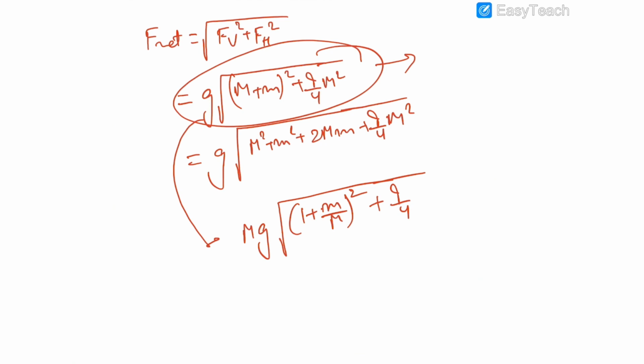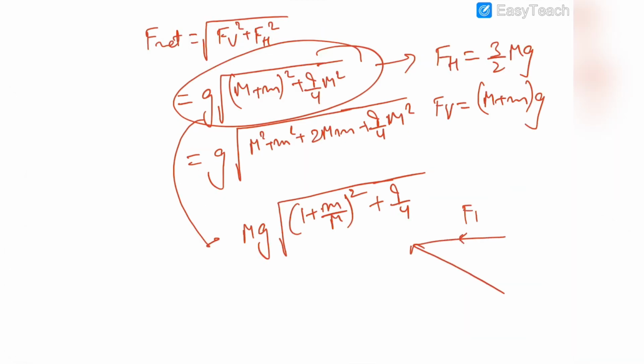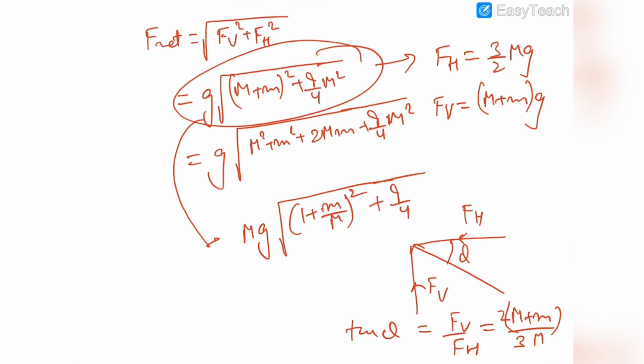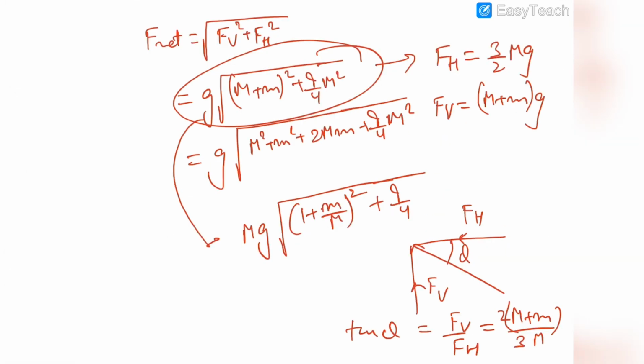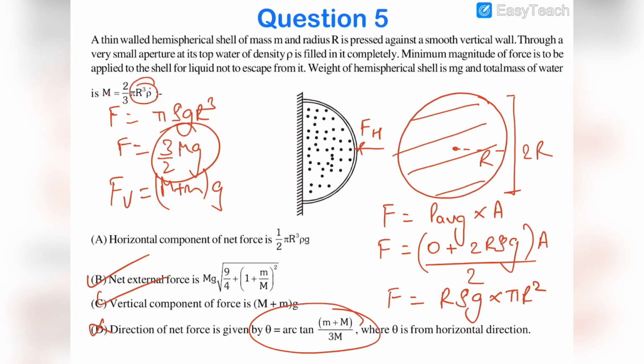So let us see that F horizontal is equal to 3 by 2 mg and F vertical is equal to (M plus m)g. So the direction of force measured from the horizontal direction, like that, this is F horizontal and this is F vertical and this is theta. So tan theta is equal to F vertical by F horizontal. So F vertical by F horizontal is (M plus m) upon 3 by 2 m. Okay, and you can see that this is incorrect. And therefore the only correct answers are B and C.